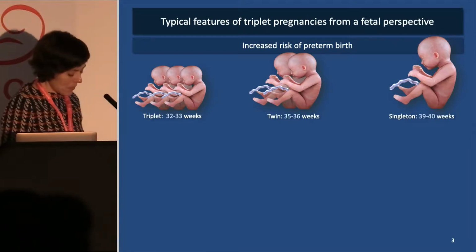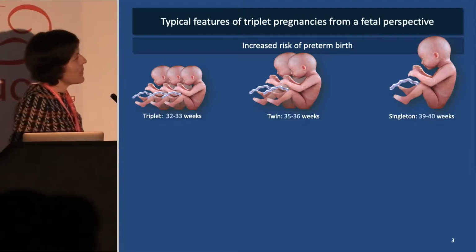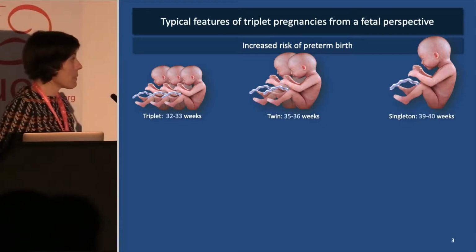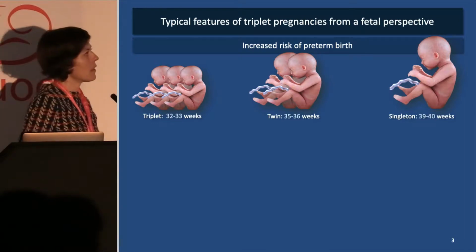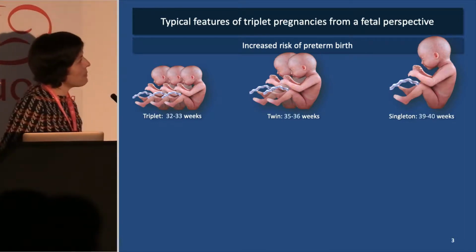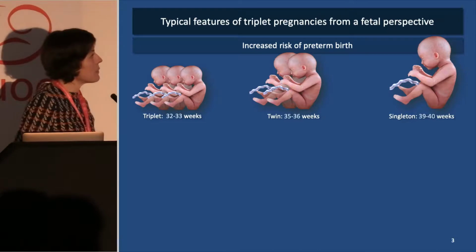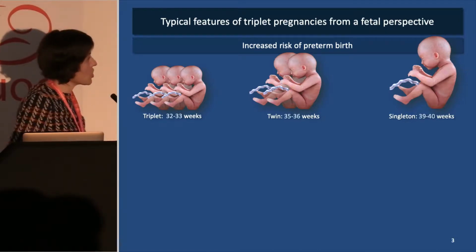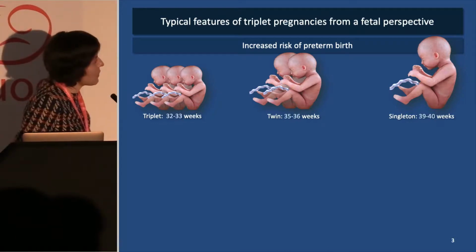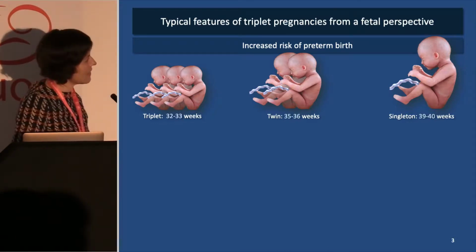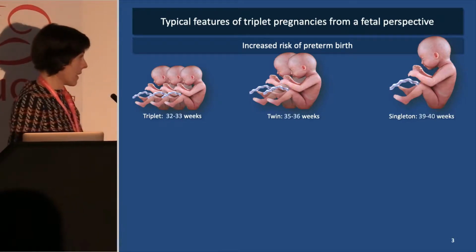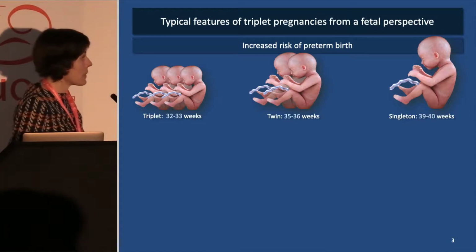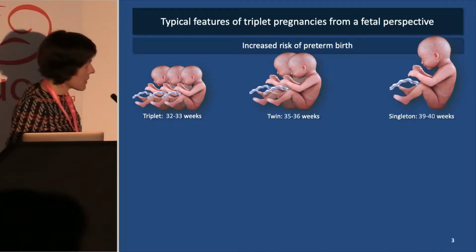Now, what's the problem with triplets? Looking from the baby's perspective, obviously, the main risk is the risk of very preterm birth. We know 1 baby is usually delivered by 39 to 40 weeks. With twins, we are about 35 to 36 weeks, and triplets, on average, they are welcomed at around 32, 33 weeks. And obviously, that's the main cause of long-term morbidity and neonatal mortality.